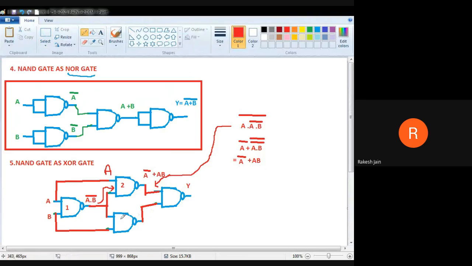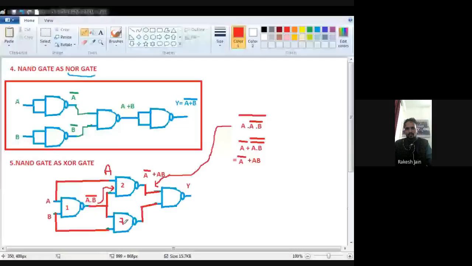This is A bar plus AB. This is here A bar plus AB. Now what is here? Now see for this third NAND gate. What is here?